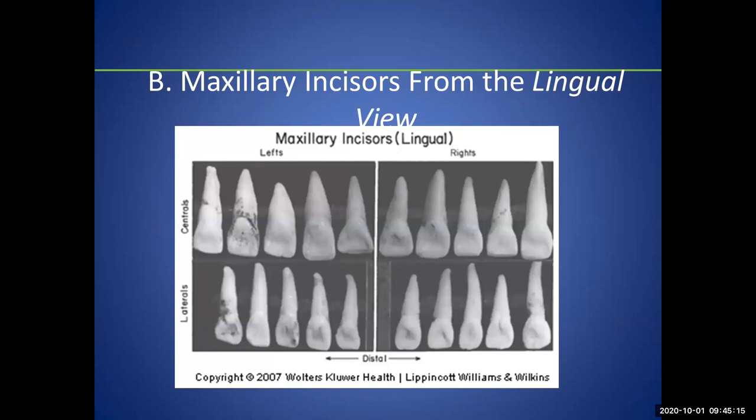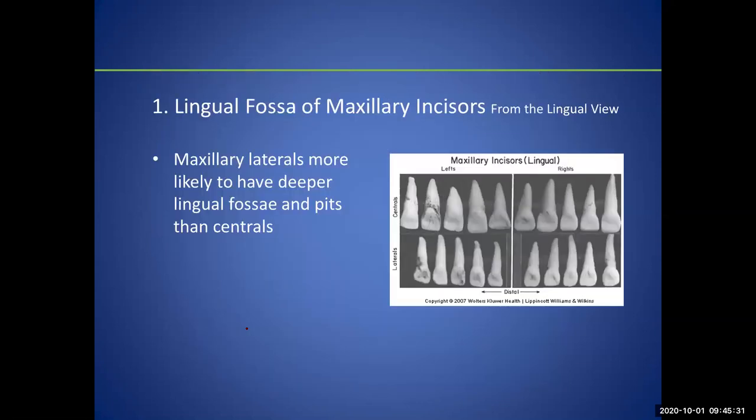We've seen this one before. The linguals, okay, maxillary centrals compared to the maxillary laterals. The maxillary laterals are more likely to have deeper lingual fossae and pits, lingual pits, than the central. So a lingual pit, okay, is where this is the cingulum here. You've got your marginal ridges. You've got your fossa in here, and the pit is going to be right here.